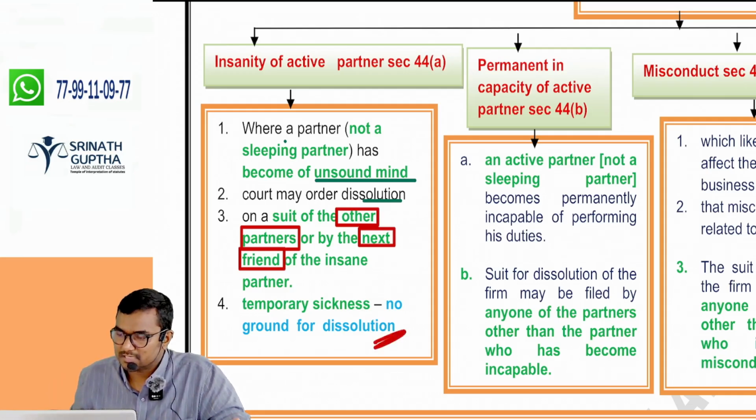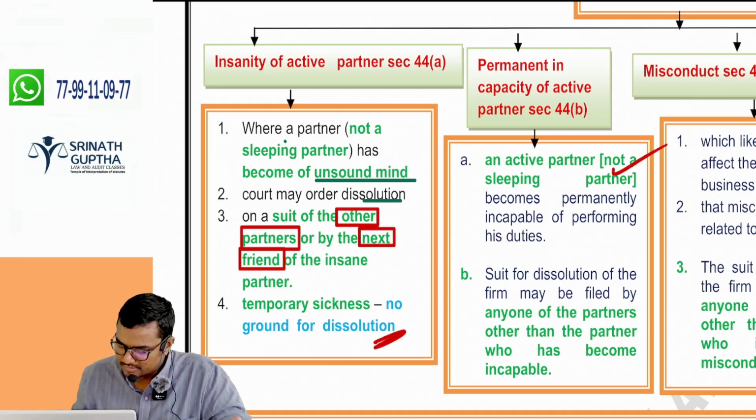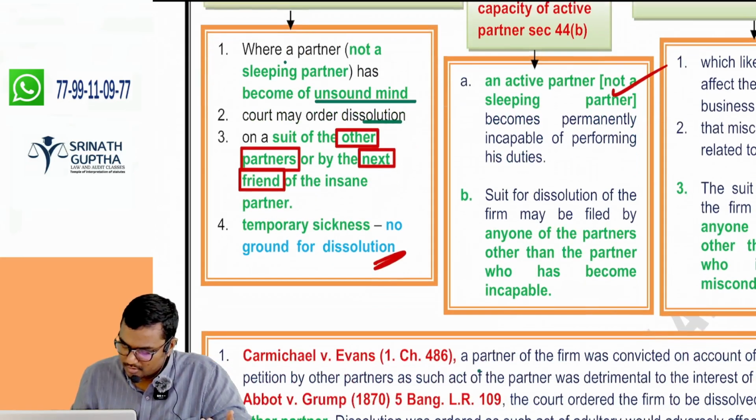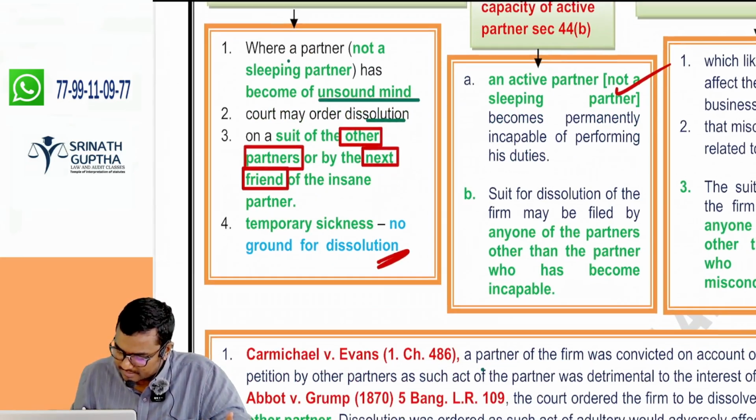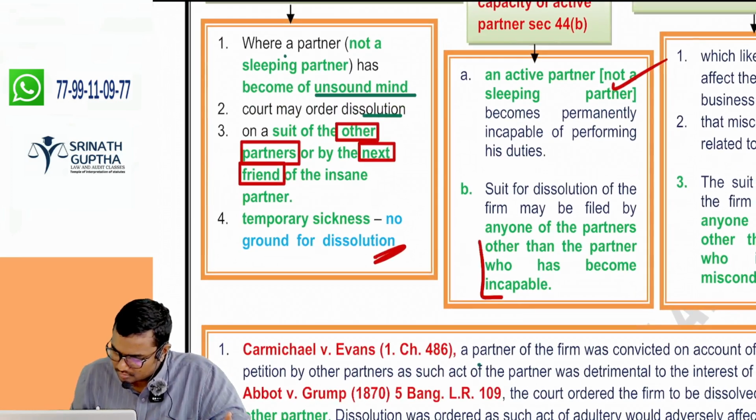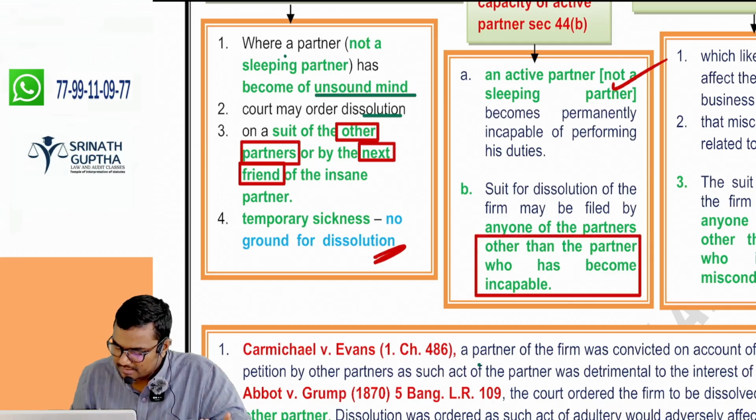Temporary sickness is not a ground for dissolution of the partnership. Permanent incapacity of the active partner: if an active partner becomes permanently incapable of performing his duties, the court may order dissolution of the firm on application made by any other partner other than the partner who has become incapable. So any other capable partner can approach the court of law for dissolution of the firm.